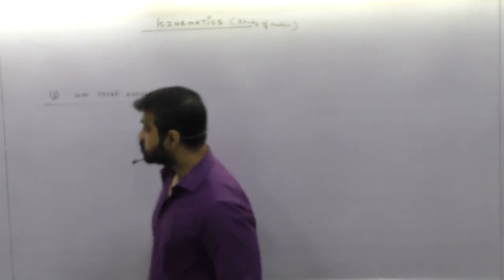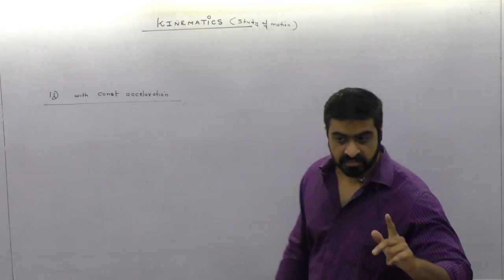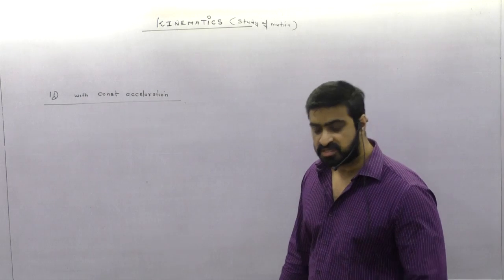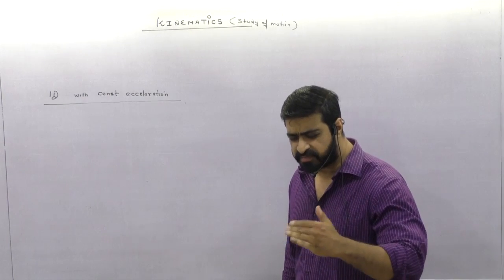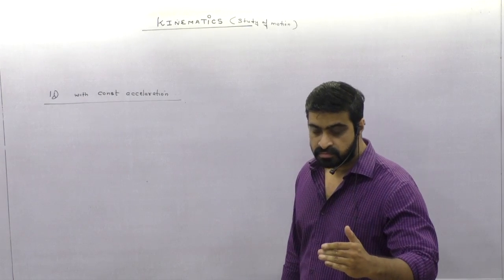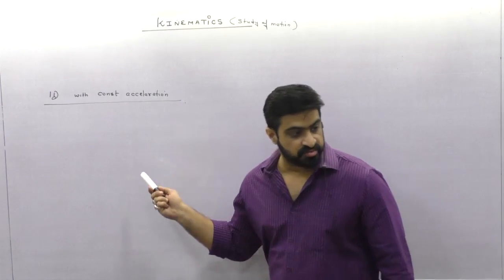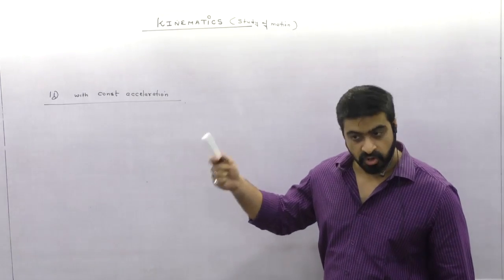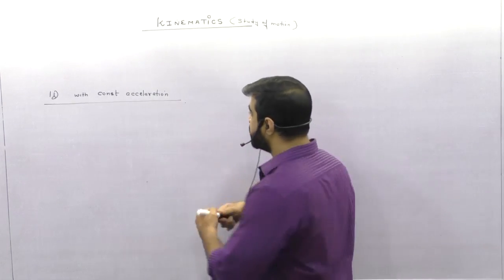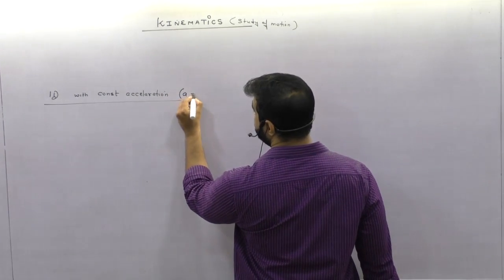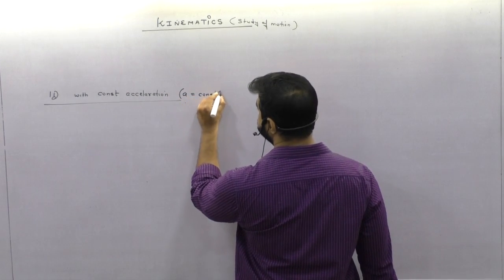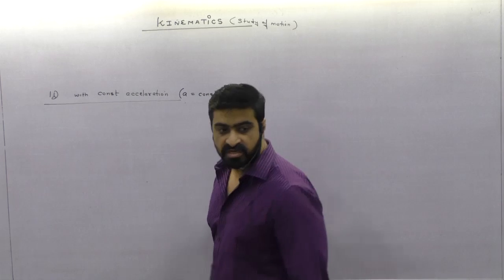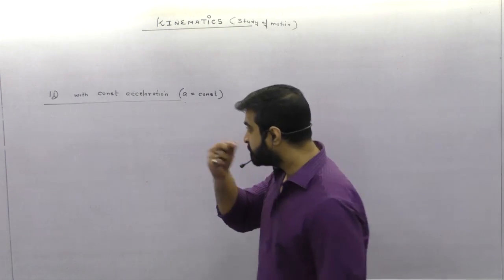Now, constant acceleration means A is constant. See, in the first part of the sums I did average speed and average velocity. There were some basic formulas which we used. Constant acceleration means A is given to you and A throughout the motion is constant. I'll use kinematical equations over here.